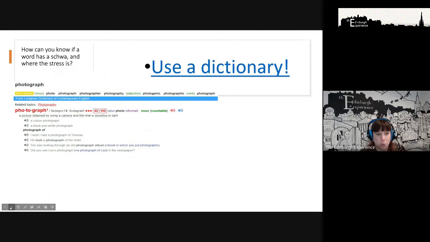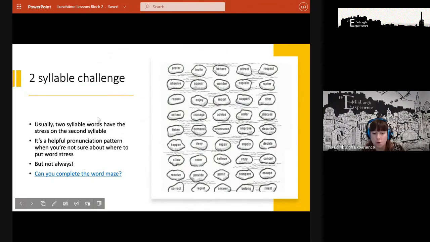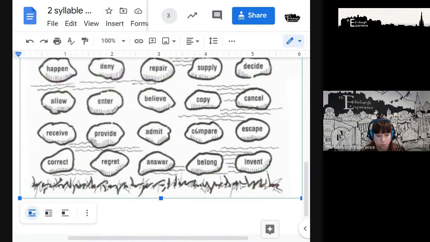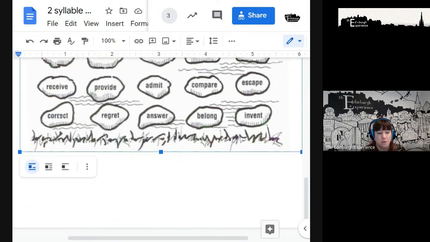Okay, we're going to finish with a little challenge. So what I've got here, guys, is a word maze, right? We're going to think about how we can move across these stones, okay? So if I look at these ones here, I need to think which word has the stress on the first syllable, yeah? So correct, that's the second. Regret, that's the second. Answer, what was that? First or second? That's the first. Belong is the second. Invent is the second. So I'm going to start at answer.